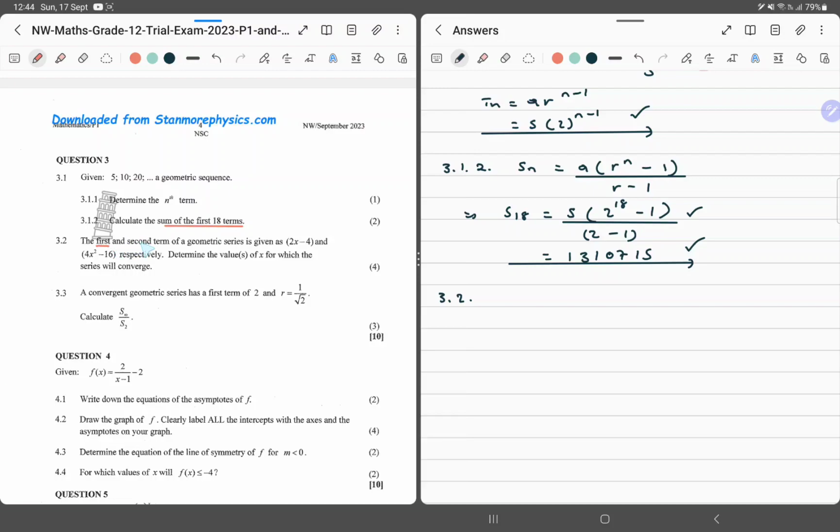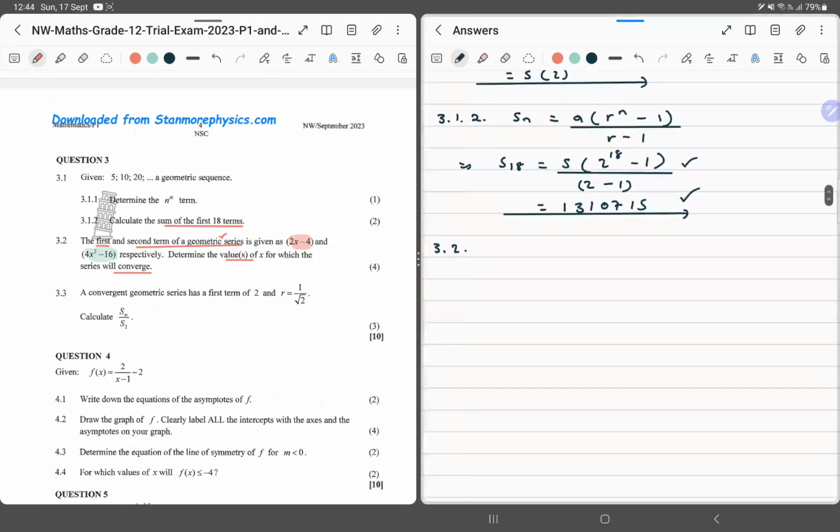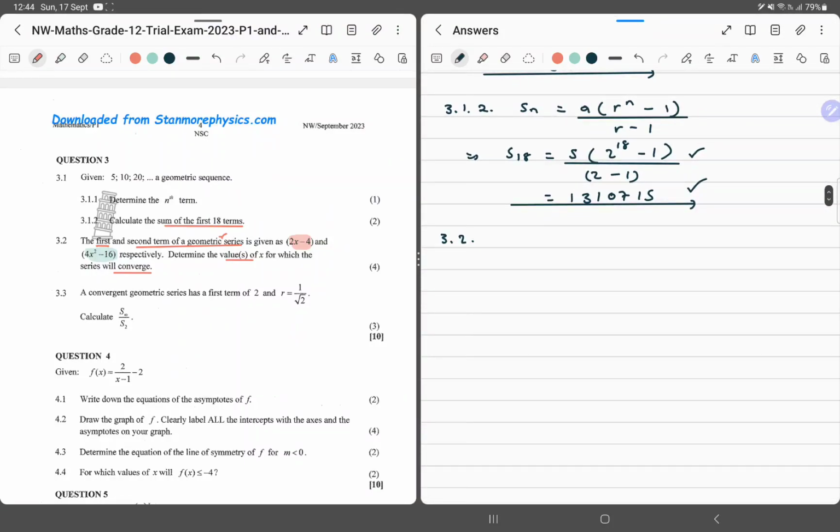It says the first and the second term of a geometric series, can you see, is given as, so that is the first term right there, and that is the second term, respectively. Determine the value or values of x for which the series will converge. You will always get a question on a convergent geometric series. Easy. So obviously, if this is the first and the second term, do we need a? No, we don't.